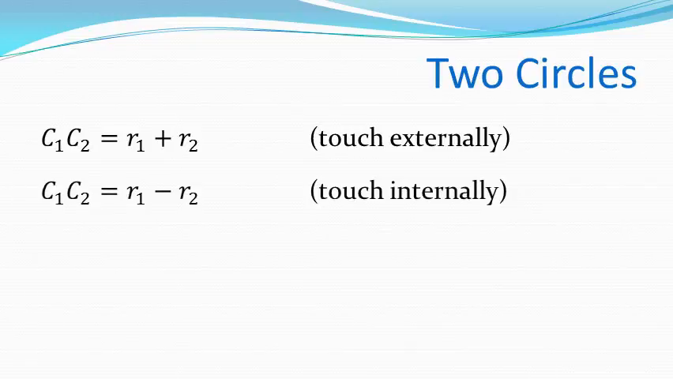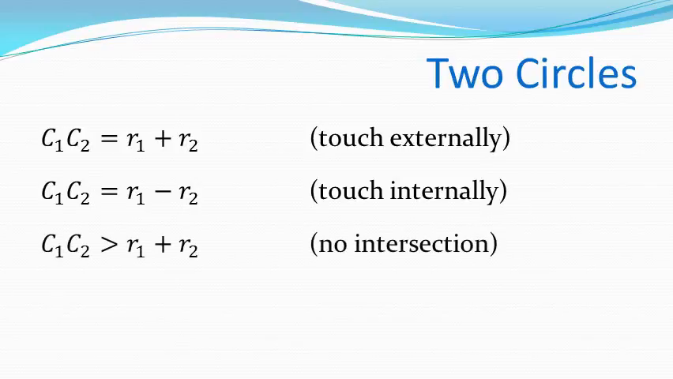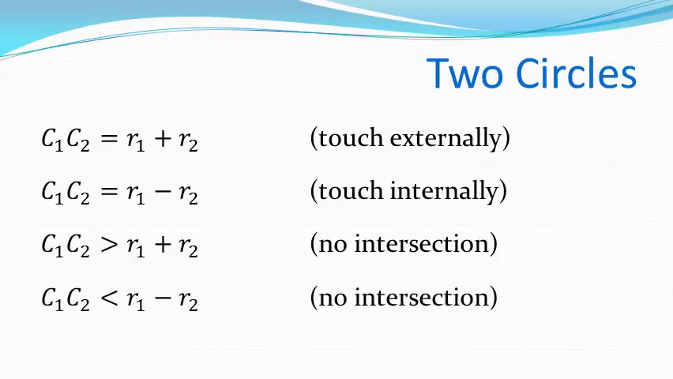Now if C1C2 is equal to R1 minus R2, then the two circles touch, but they touch internally. If C1C2 is greater than R1 plus R2, then there is no intersection and one circle is completely outside the other circle. If C1C2 is less than R1 minus R2, then again there is no intersection, but one circle is completely inside the other circle.